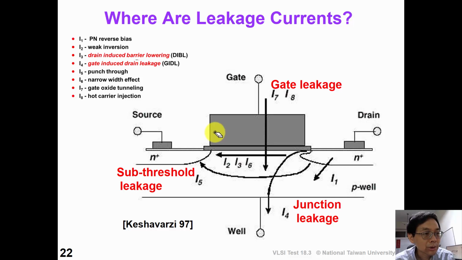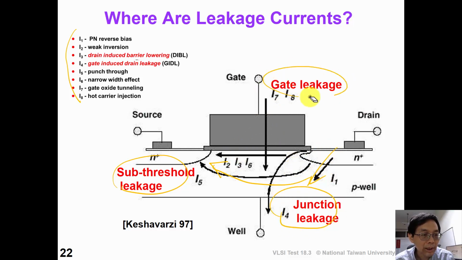This slide shows many different leakage currents. They can be categorized into three categories: the subthreshold leakage from drain to source, and junction leakage from drain to substrate. Also gate leakage from gate to the channel. This is a traditional planar CMOS technology.